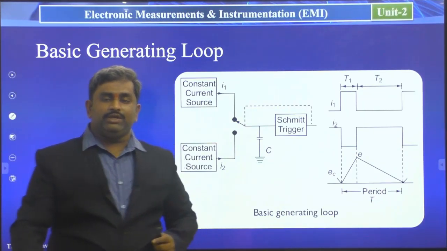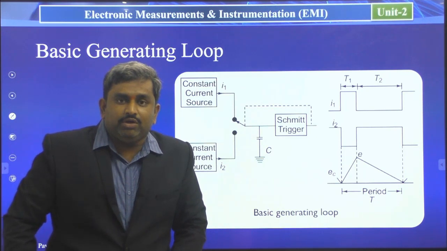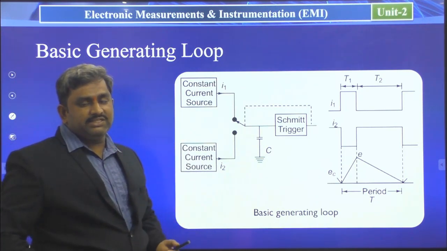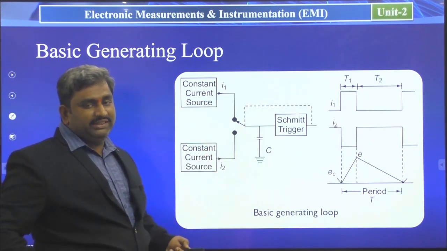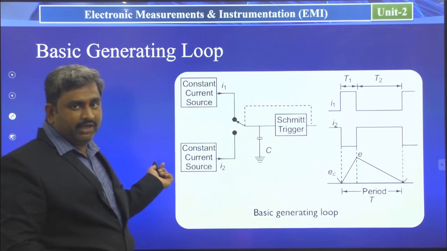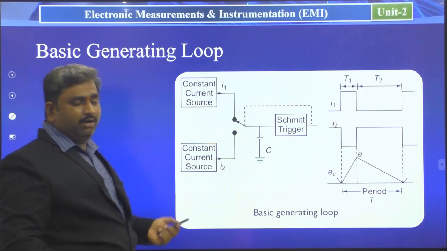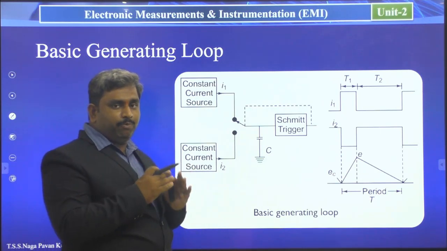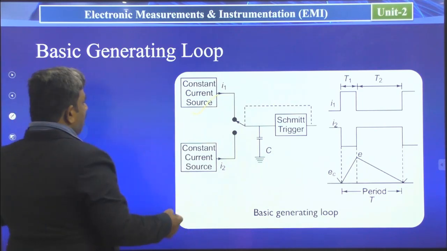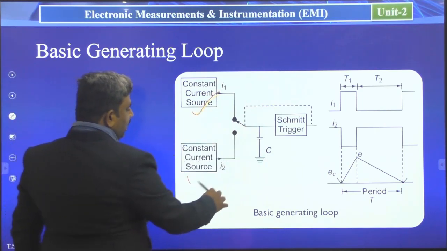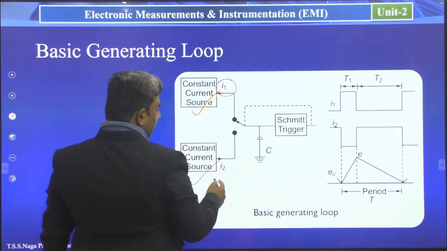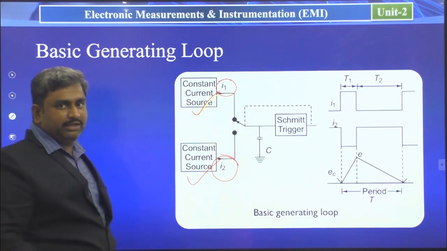Coming to here, how can we vary the pulse width for the positive peak and negative peak? We can see the basic self-generating loop with the help of this small portion of the previous block diagram. Whichever block diagram we have seen in the previous slide, we are taking some portion of it: the upper constant current source and the lower constant current source. The upper constant current source we are representing with I1, and the lower constant current source I2.